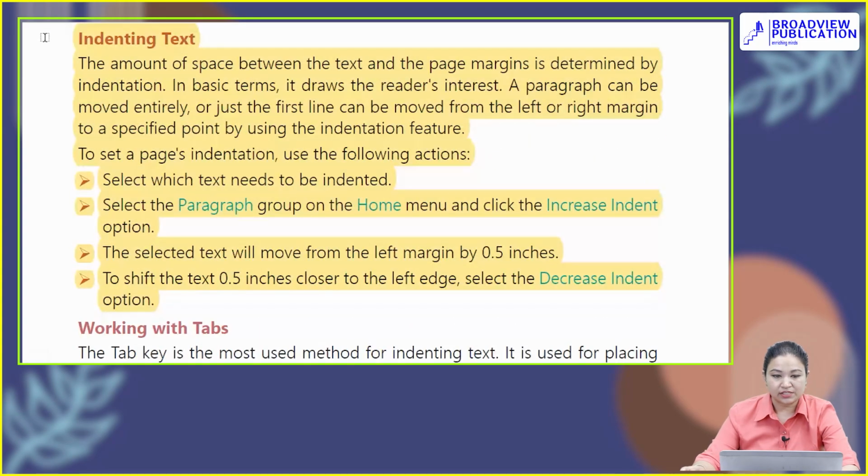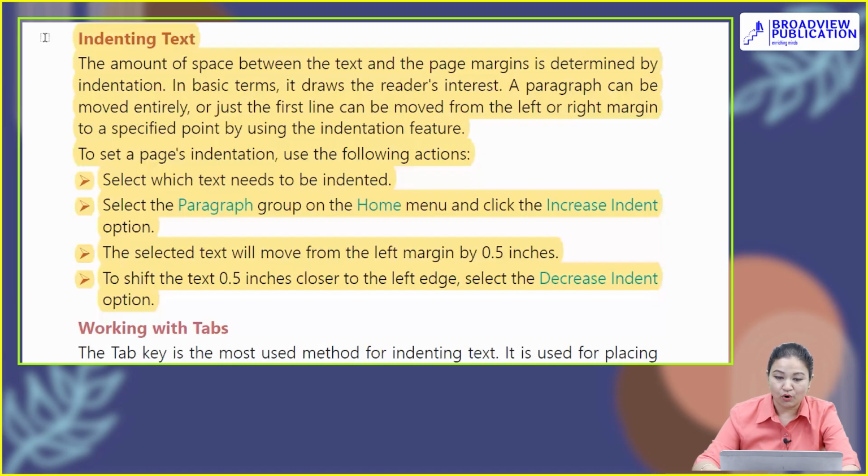Now, indenting text. The amount of space between the text and the page margins is determined by indentation. A paragraph can be moved entirely, or just the first line can be moved from the left or right margin to a specified point by using the indentation feature. To set a page indentation, use the following actions. Select which text needs to be indented.